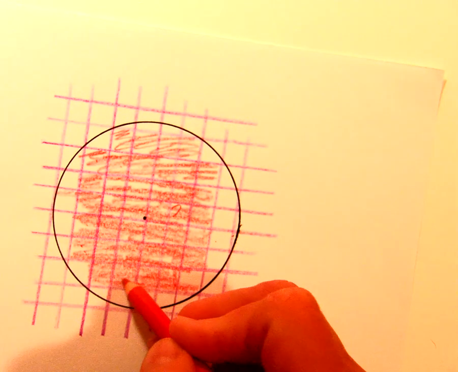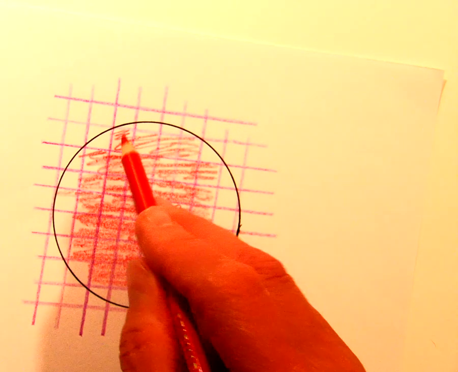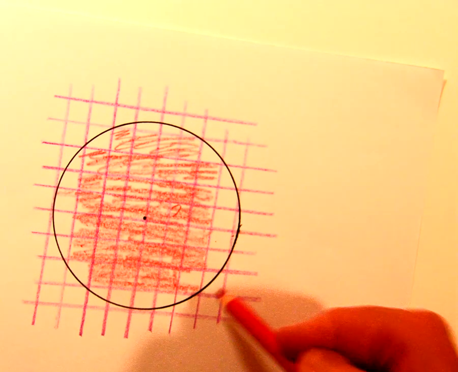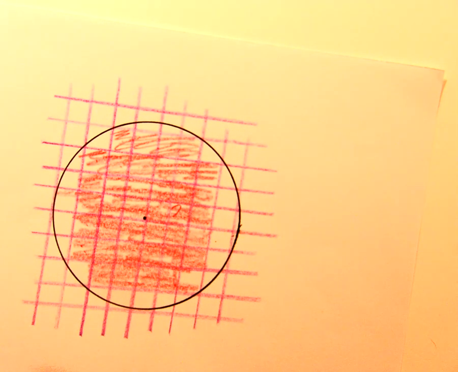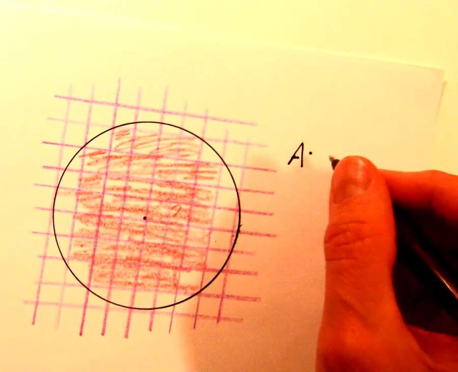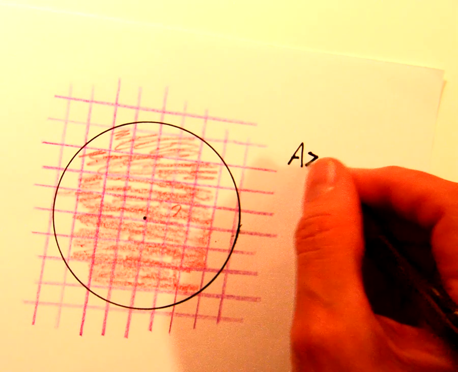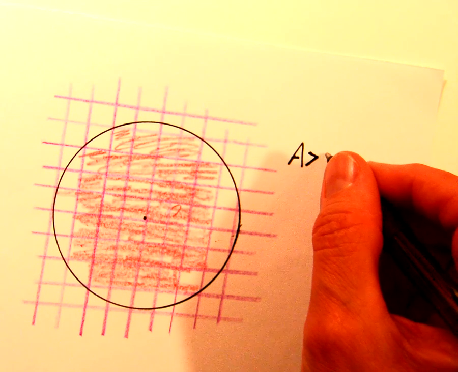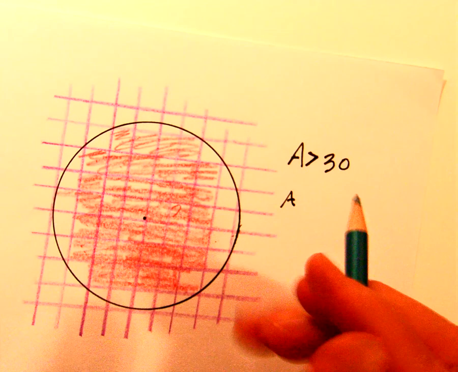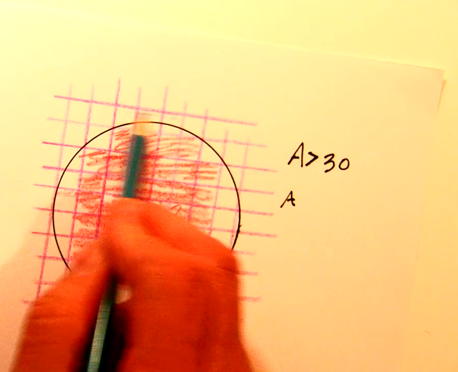And 31, 32, 33, 35, 36, 37, 38, 39. That's wrong. I counted it wrong. 30 and 8 is 38. Sorry about that. Okay, so the red area there, I know the area of this circle, which is the same size as the other one, is bigger than 30 of these smaller square units, and it's going to be less than, let me see how many got part of it.